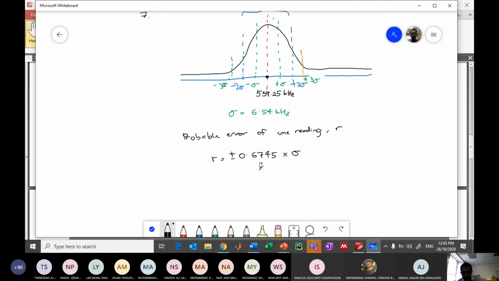Dari mana datang 0.6745 ni? Where does it come from? This value actually comes from statistical analysis, statistical derivation. Okay, actually it's related to the 68% range of the sigma. But more accurately, the value is going to be this value, 0.6745. So in this lecture, I'm not going to cover how this value is derived. We are just going to use this value. So we just multiply.